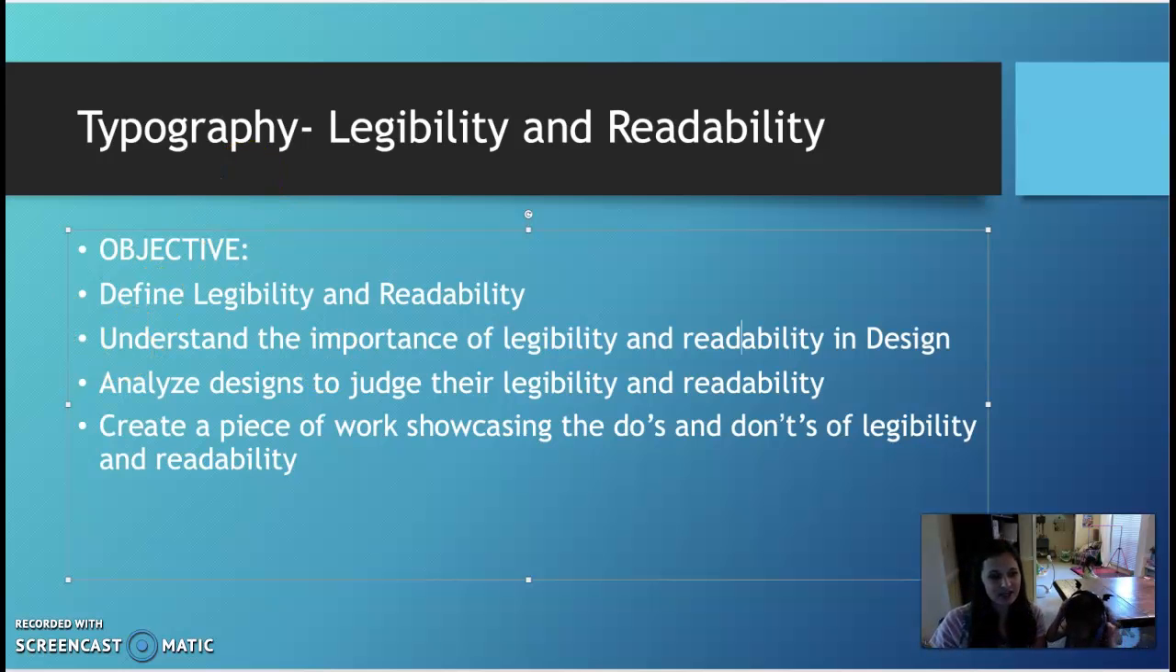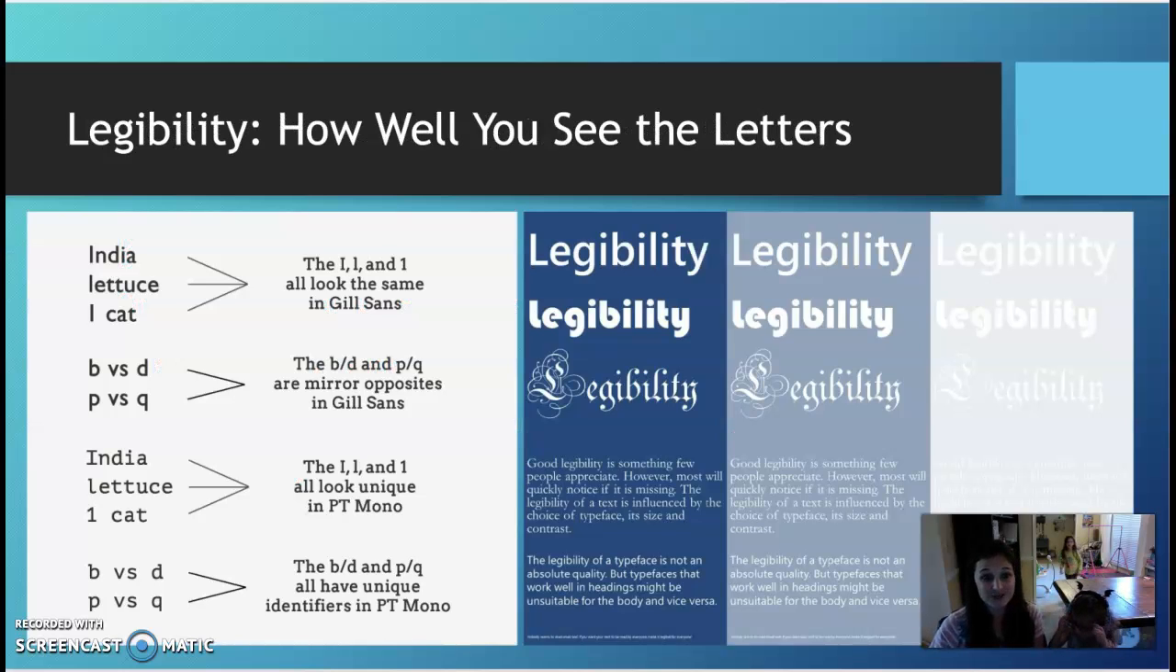So let's get started. The first thing we're talking about is legibility. How well do you see the letters?